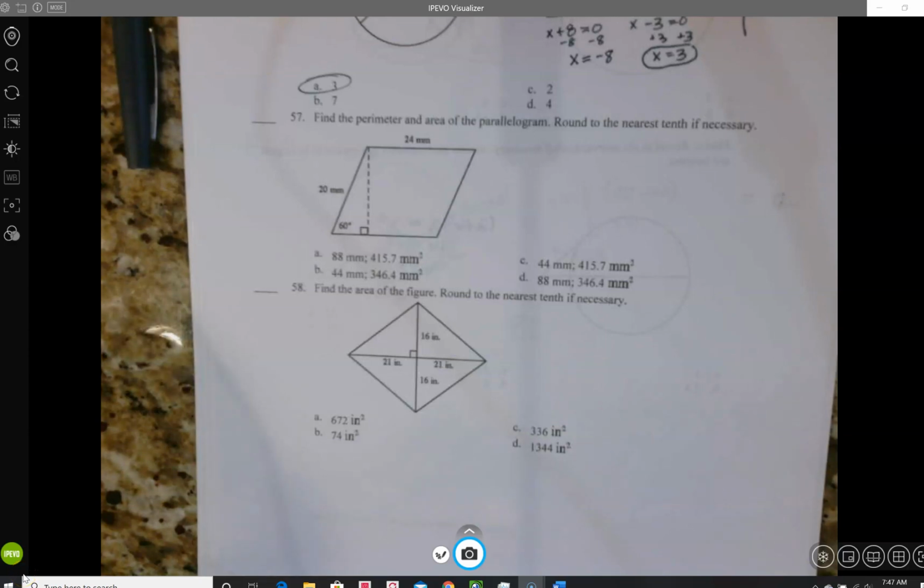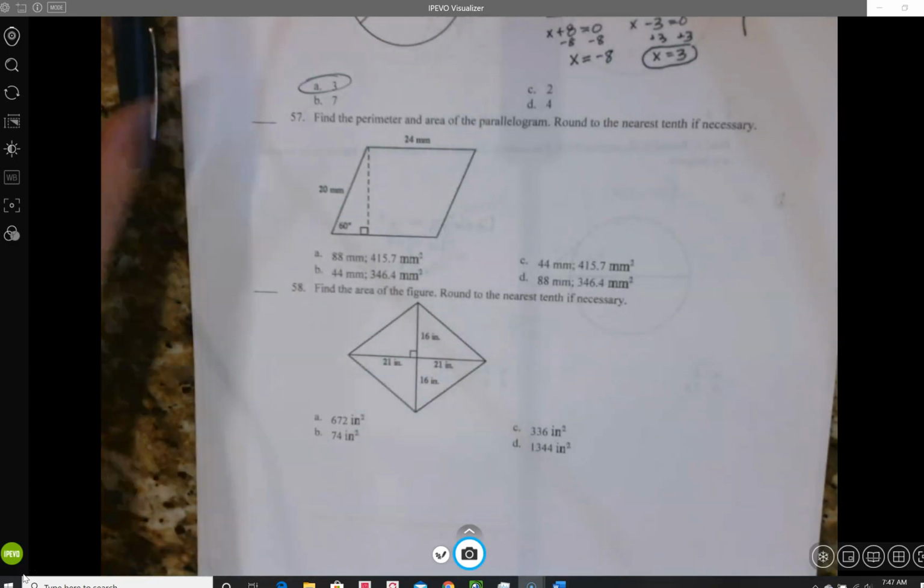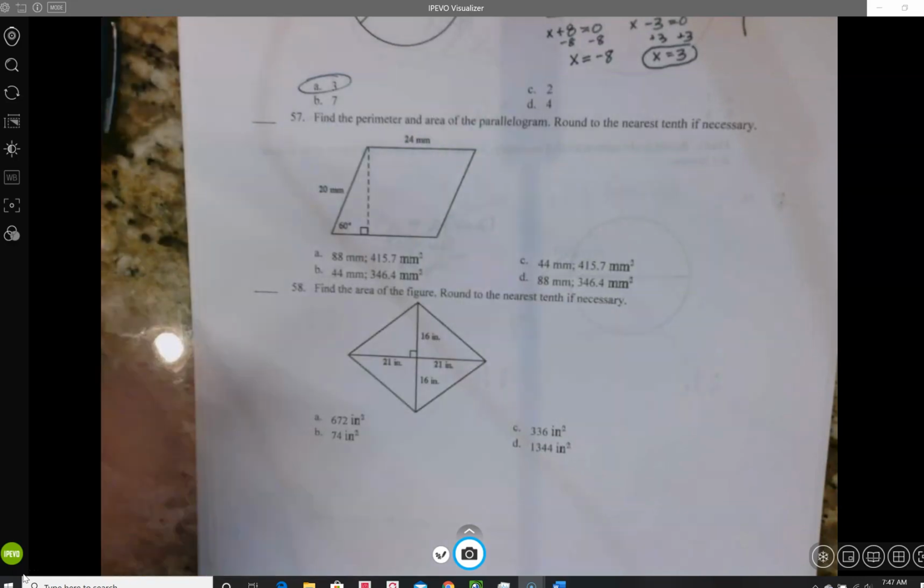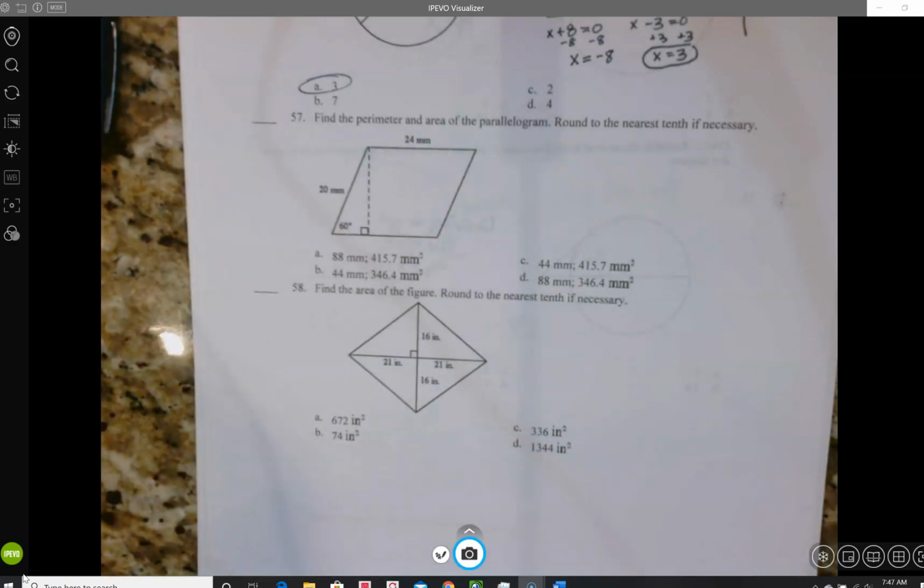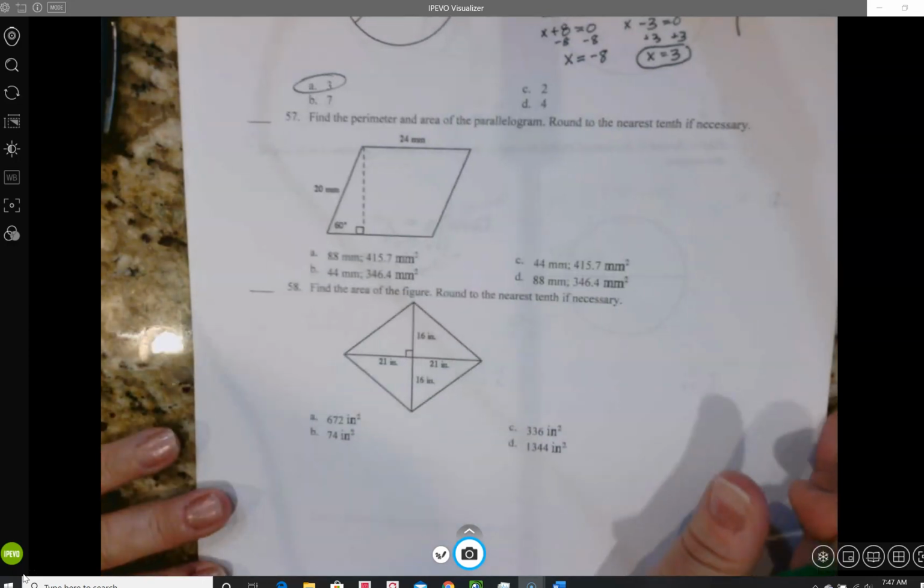All right, so here we are, hopefully in the last section of our ACT packet, and a lot of these are area and perimeter problems. So I'm going to be going through the formulas for the different shapes, and hopefully some of that will stick for when you need it for the ACT.